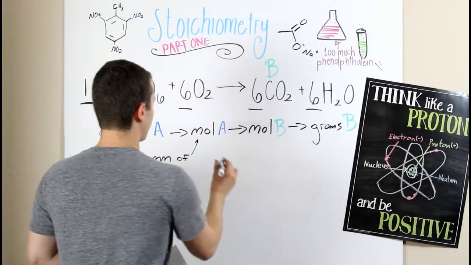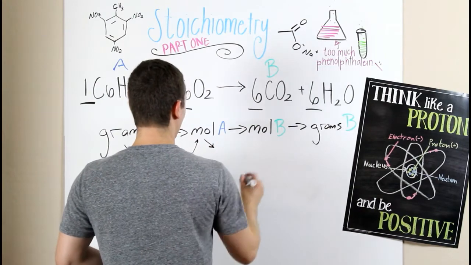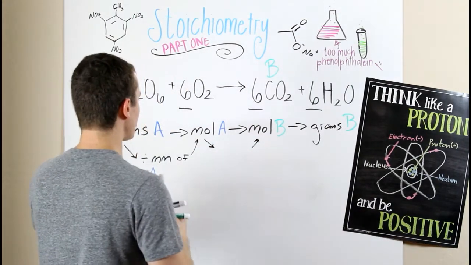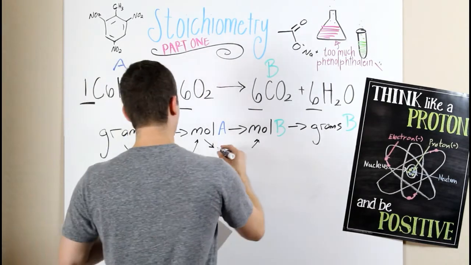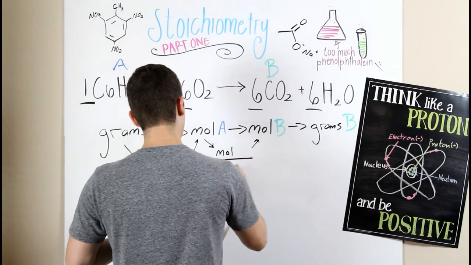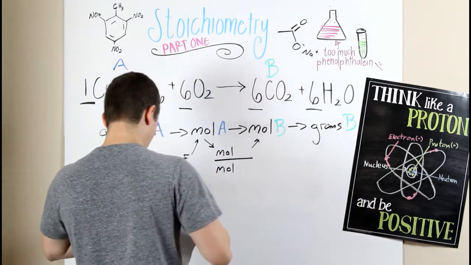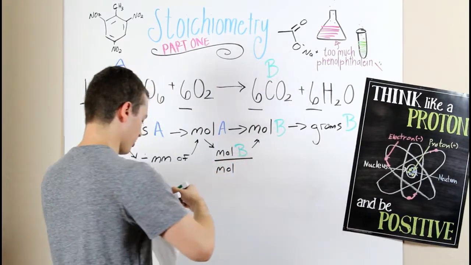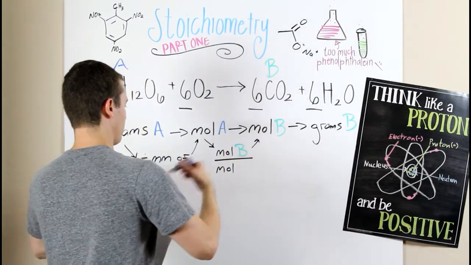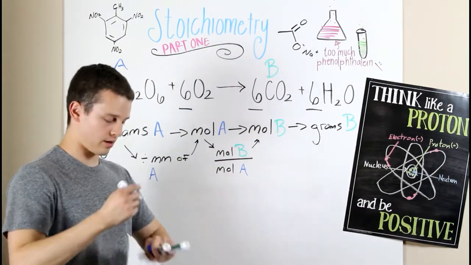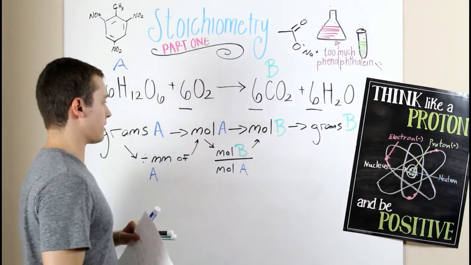Now, going from moles of A to moles of B, what we need here is the mole ratio of B to A. So, for this, we have moles of B over moles of A. Hopefully you guys can see here how these things cancel, how the units cancel out.